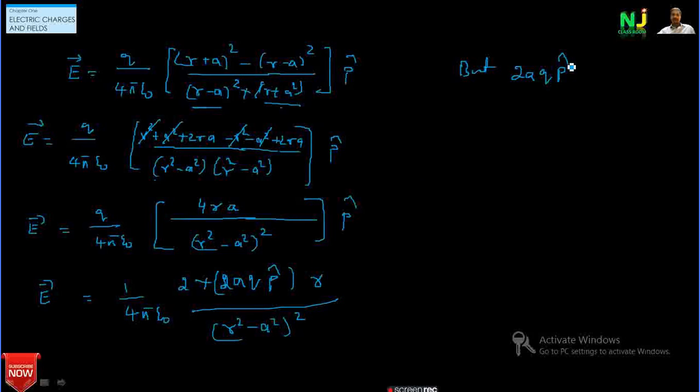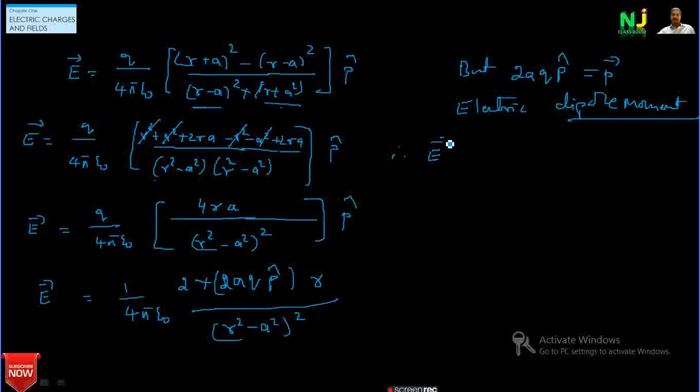2aQ into p cap, this is what is called our electric dipole. What is that? That is the electric dipole. What do we call it? We call it an electric dipole. So therefore that is the electric dipole moment. What is that? Electric dipole moment. So therefore E vector is equal to 1 by 4 pi epsilon naught, into 2p vector divided by (r square minus a square) whole square, into r.